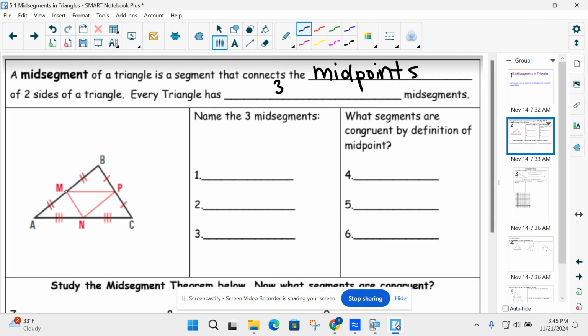So here, point M is a midpoint, point P is a midpoint, and point N is a midpoint, because it divides each of the sides of the triangle into two congruent segments. Therefore, MP is a midsegment, PN is a midsegment, and NM is a midsegment.